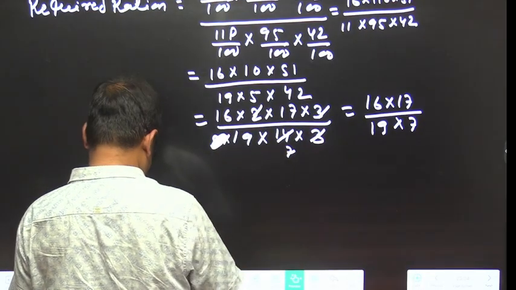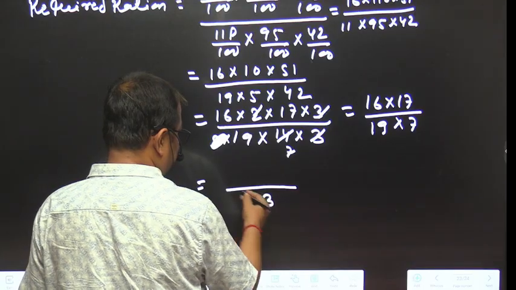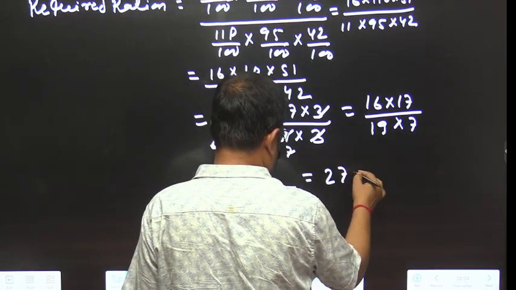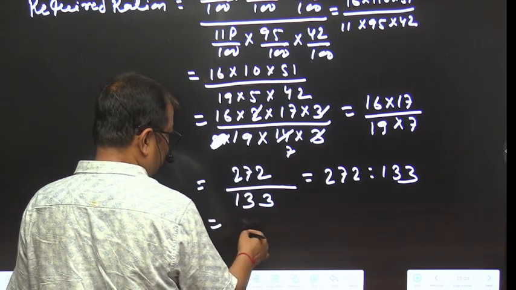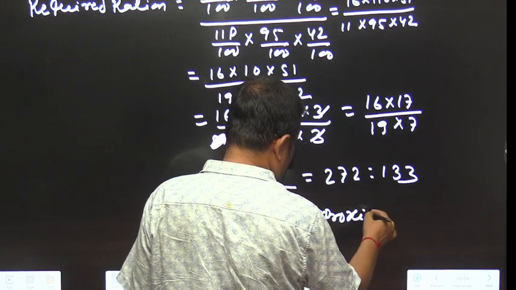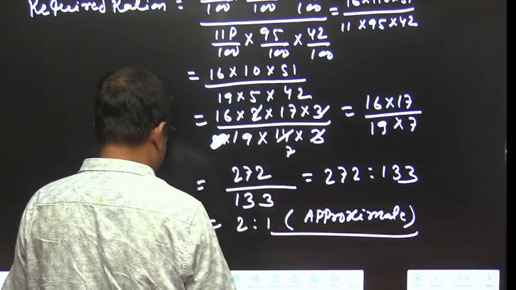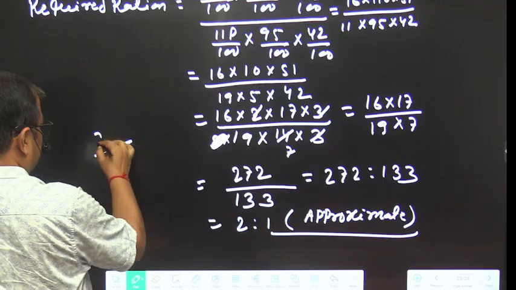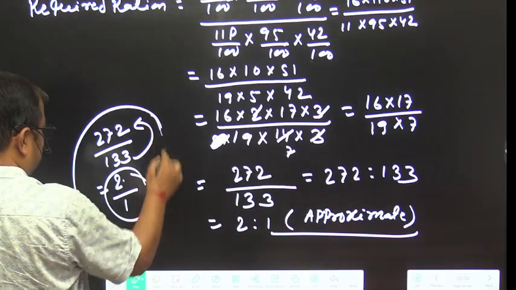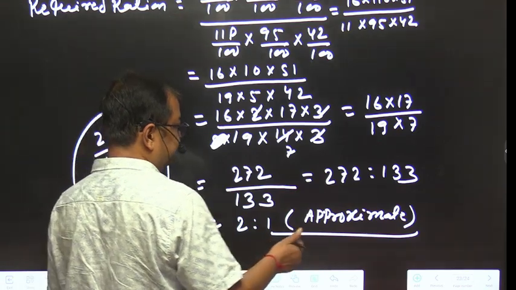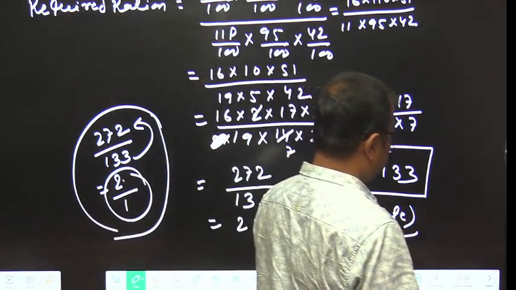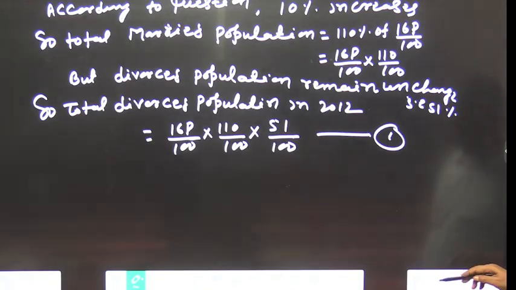So ratio 272 to 133. According to question, approximate, because 272 divided by 133, so 2 point something upon 1, that is approximately 2:1 according to question, but only ratio. So this is the last question.